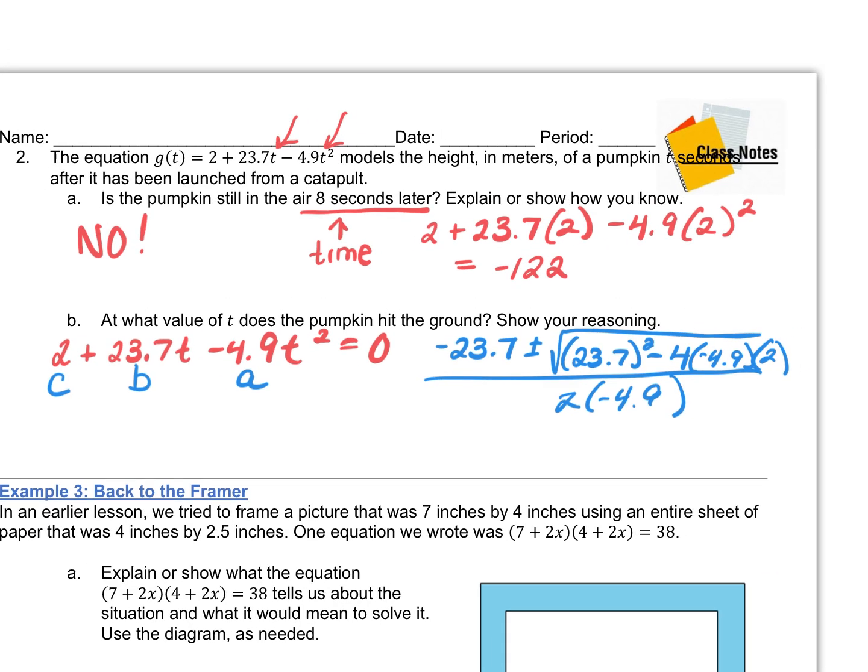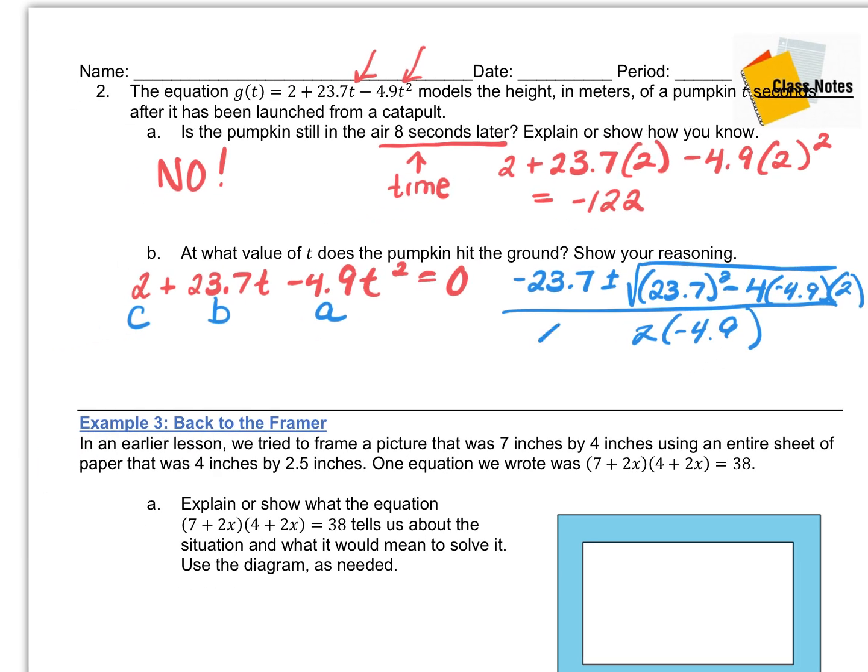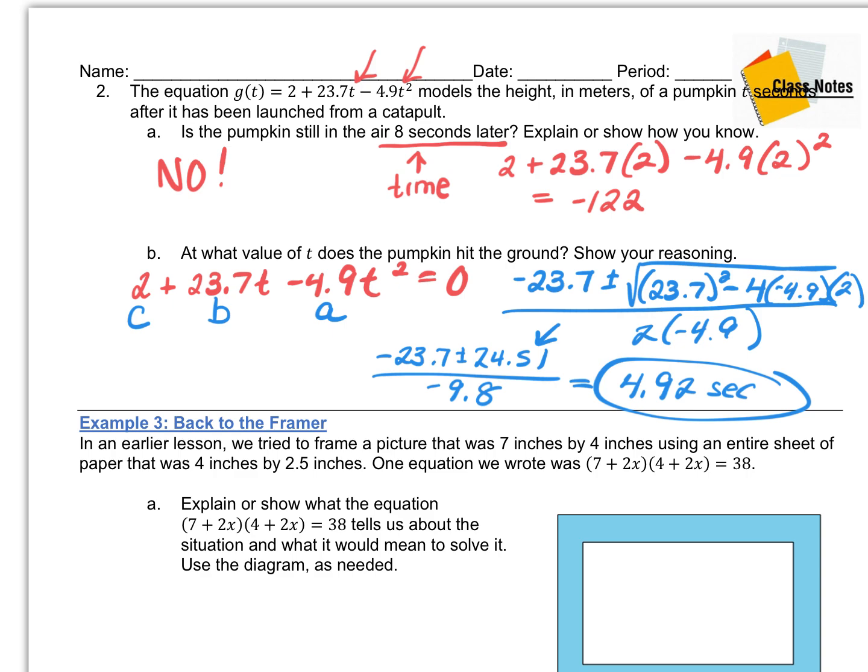Okay, so let's see, how much room do I got? All right, so we're gonna go this way. So when I simplify that, I'm just gonna skip the square root here, but I'll tell you what the decimal is. You get negative 23.7 plus or minus the decimal, which comes out to be 24.51, all over negative 9.8. Remember, we only wanna take the positive solution, which in this case is 4.92 seconds. And I would have gotten that by doing the subtraction route, just FYI.